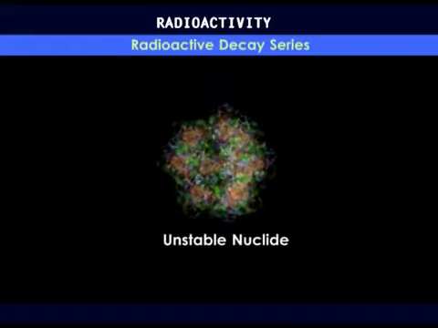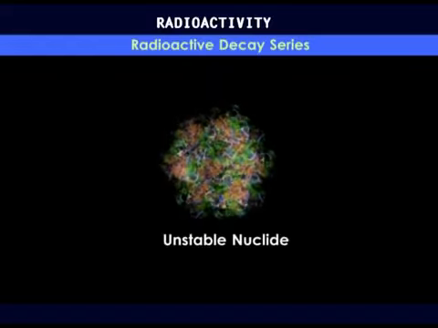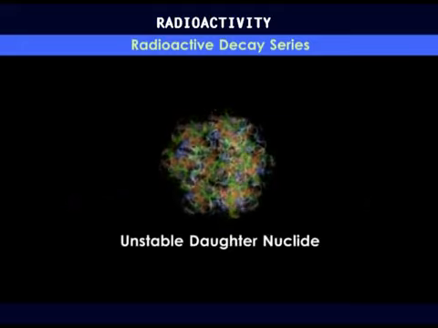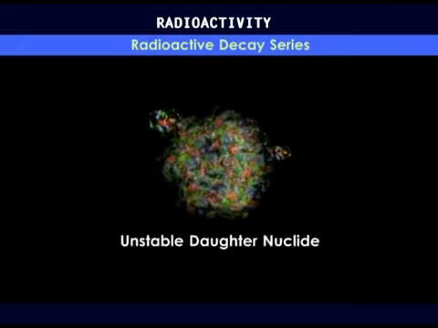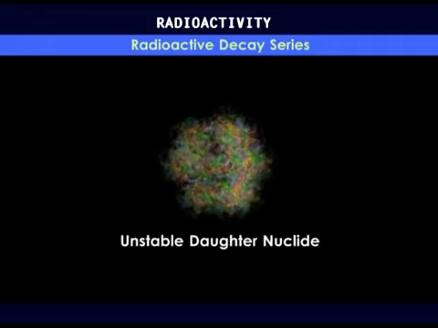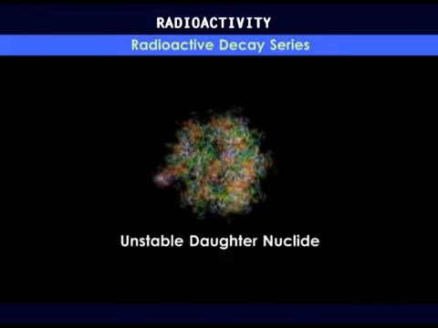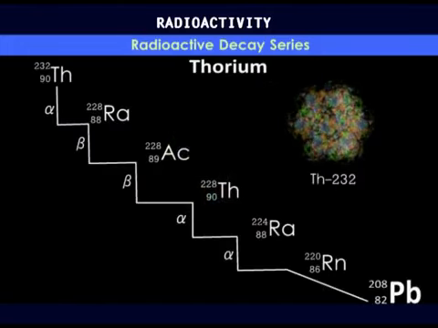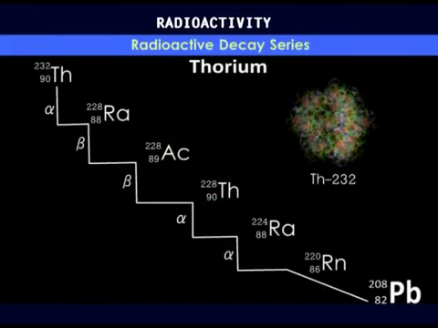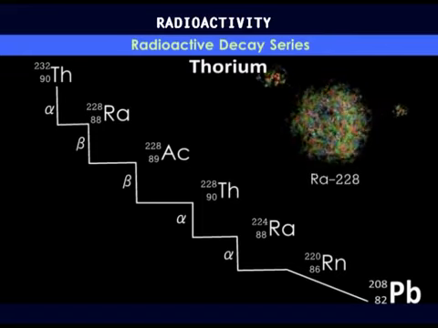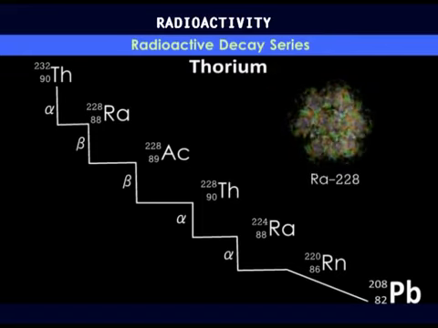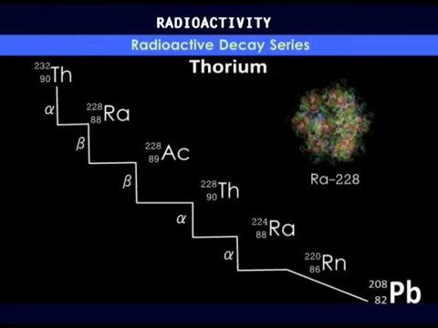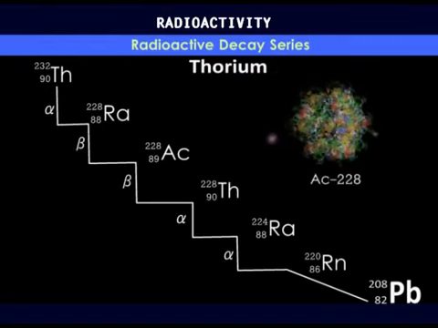Sometimes, a radioactive decay may result in a new nuclide, which is also unstable. The daughter nuclide will thus undergo another decay until a stable isotope is obtained. This is called a decay series. For instance, thorium-232 is unstable. It undergoes alpha decay to form radium-228. Radium-228 is also unstable and undergoes a beta decay to form actinium-228.